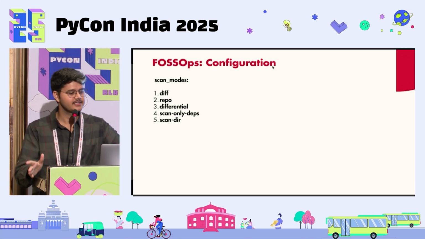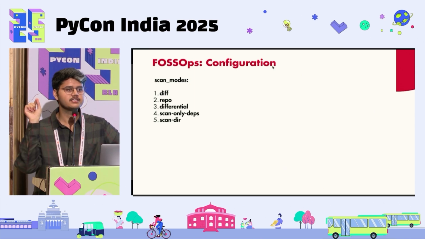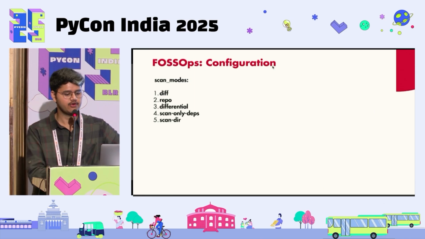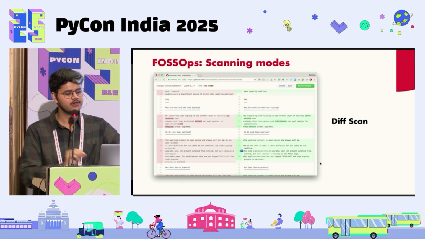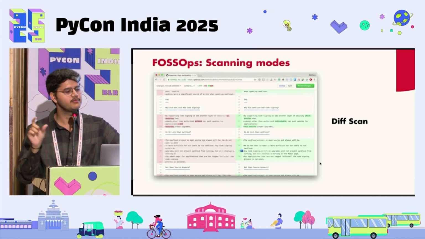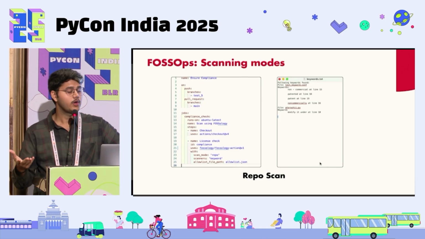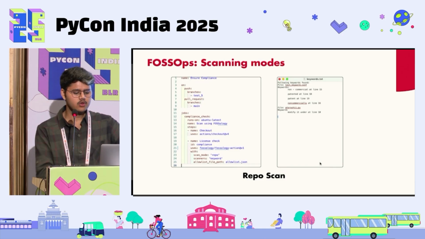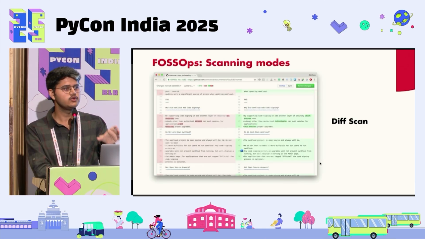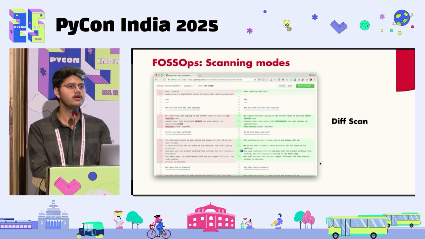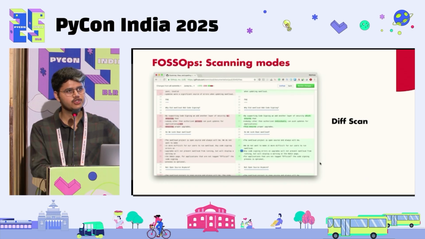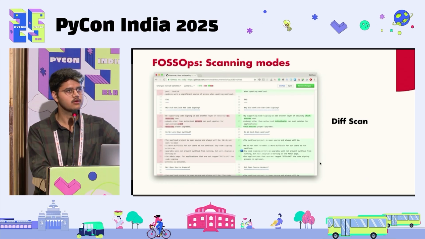The first one is the diff scan. It essentially scans the diff of the code, as we can see, only the diff of a particular commit or a PR that we have raised. Another mode is the repo scan mode. It's a good use case to run this diff scan mode on every PR or every push to a particular branch or whatever.